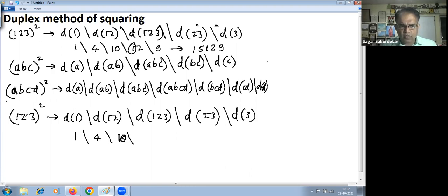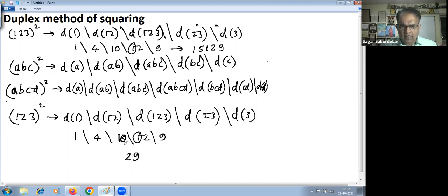I'm just showing you how we can write directly without referring to this. Then duplex of 2, 3: 2 into 2 into 3 is 2 into 2, 4; 4 into 3 is 12. Then last, duplex of 3, that is 9. So the single-digit duplex is 12, and 9. Next is 2.